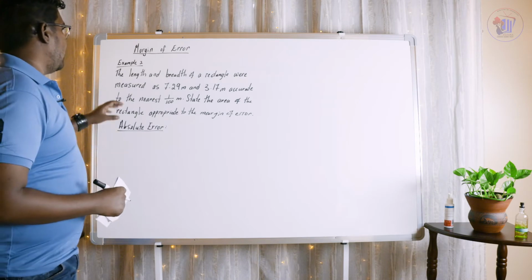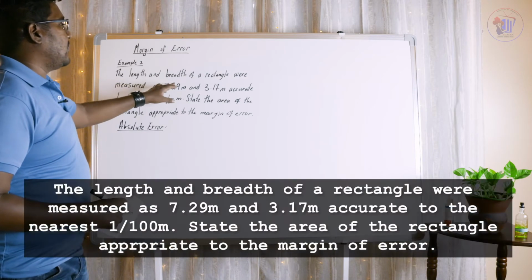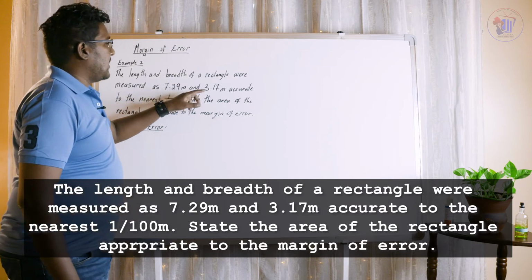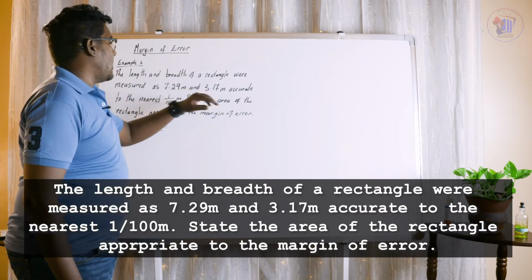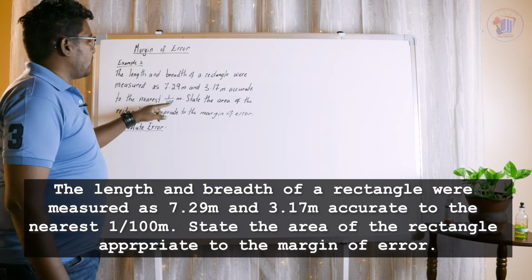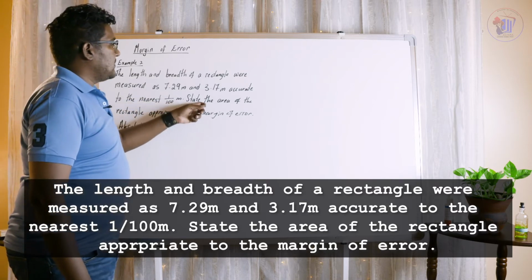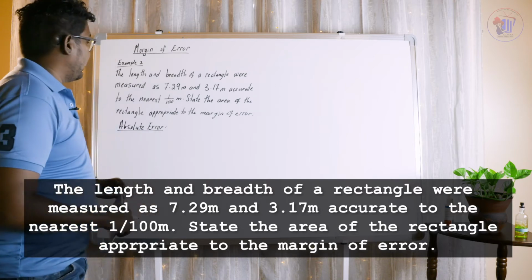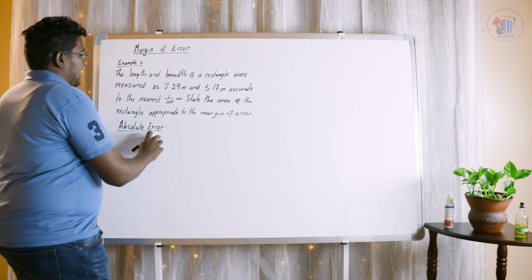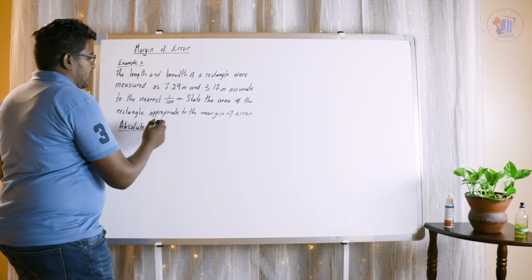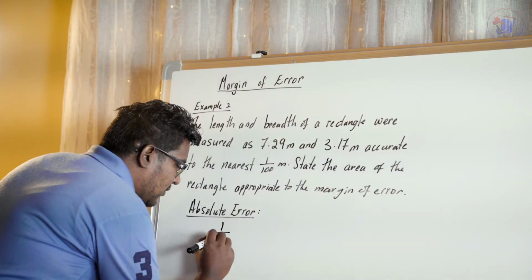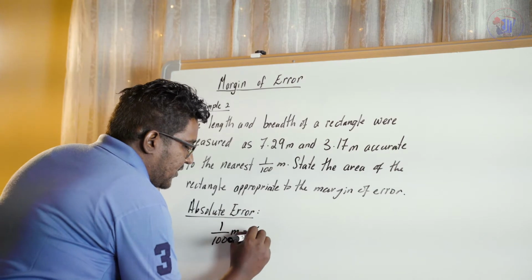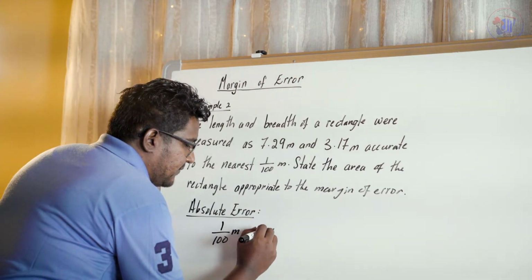The second example: the length and breadth of a rectangle were measured as 7.29 meters and 3.17 meters, accurate to the nearest 100th meter. State the area of the rectangle appropriate to the margin of error. So the first thing we have to do is find our absolute error. So we're working with 100th meter. So it's going to be 1 over 100. And when we divide that, we're going to get 0.01.